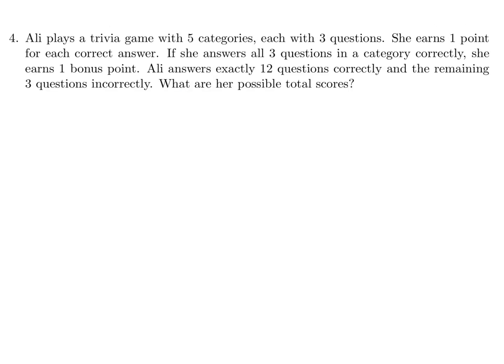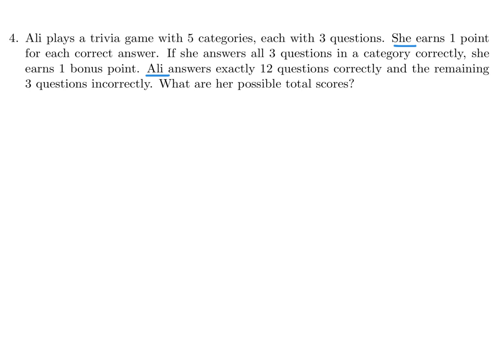Ali plays a trivia game with 5 categories, each with 3 questions. She earns 1 point for each correct answer. Interesting. If she answers all 3 questions in a category correctly, she earns 1 bonus point. So I'm assuming now the pronunciation is different. Ali answers exactly 12 questions correctly and the remaining 3 questions incorrectly. What are her possible total scores?